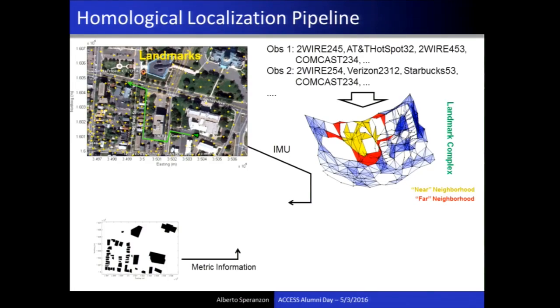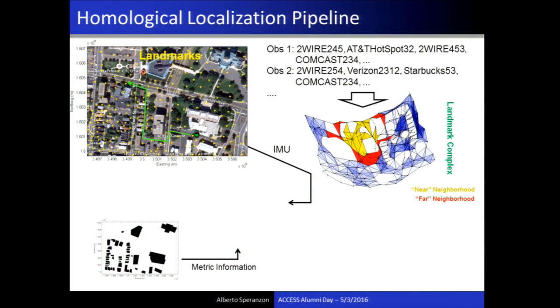And then you can build a topological map. In this case, I made it a little bit distorted just to emphasize the fact that I don't know how this is embedded in space. I don't have geometric information. I have only relational information, meaning that from this observation point and this observation point, I was detecting at least one access point in common, and so on and so forth.